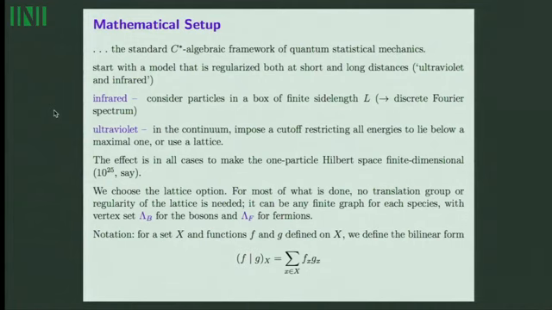And as usual, one has to regularize the model both at short and long distance, so ultraviolet and infrared. In the infrared it is standard statistical mechanics. You put the particles into some finite box, side length L, let's say, and we have a discrete Fourier spectrum. And for the short distance, you can either restrict all energies to be below a maximal energy or use a lattice. And the effect is always to make the one particle Hilbert space finite dimensional. The dimension is huge typically, so for instance 10 to the 25 if you think of a solid state system.